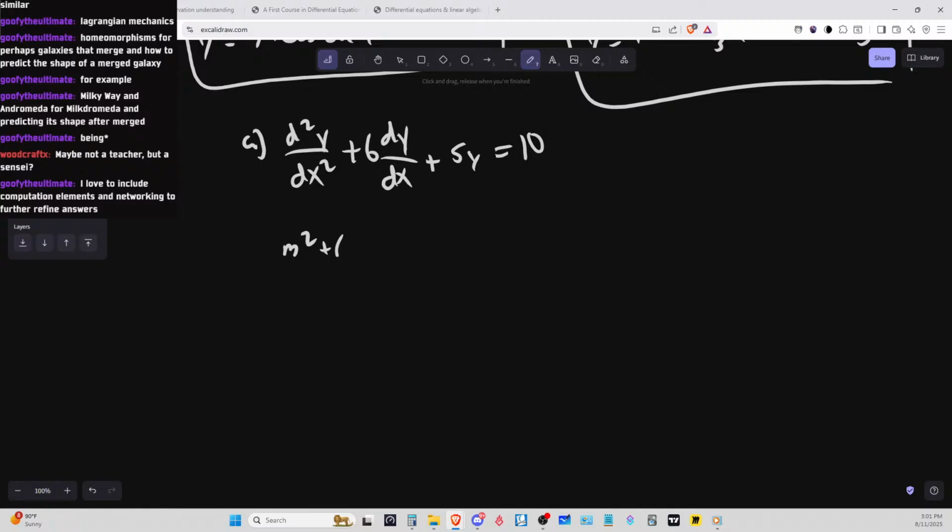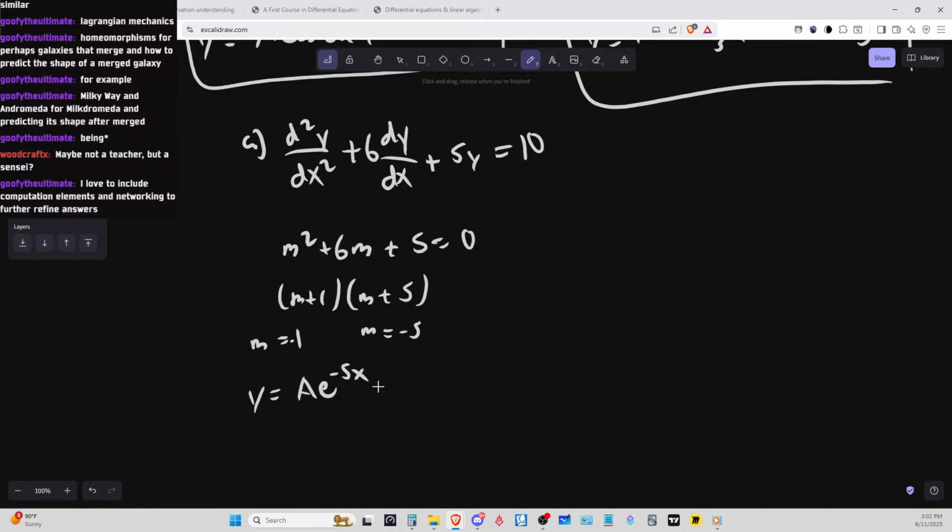So m plus 6, m plus 5, and let's pretend it's equal to 0. Then we're just gonna have these two, and m will be minus 1 and m will be minus 5, and since we have two roots, this will be a e to the negative 5x plus b e to the negative x. Okay, so we'll keep that in mind.